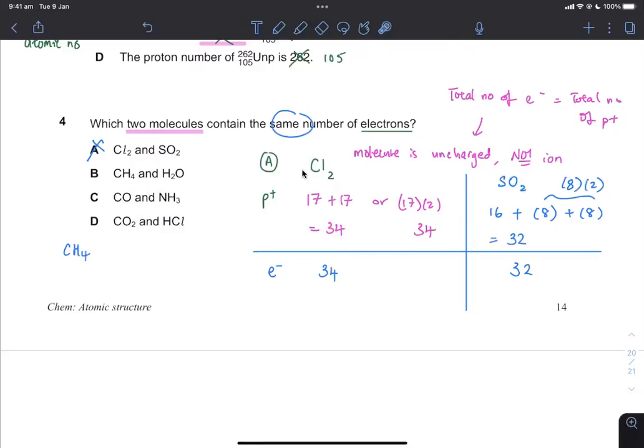Okay, moving on to the next one, CH4. So how many protons does one carbon have, Marfua? Are you with me, Marfua? A little bit lagging? Yes.